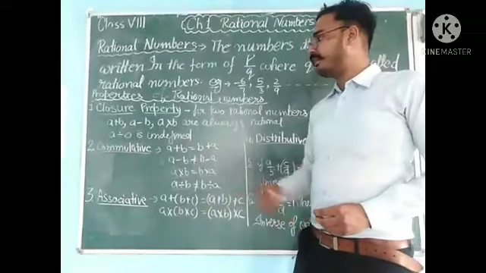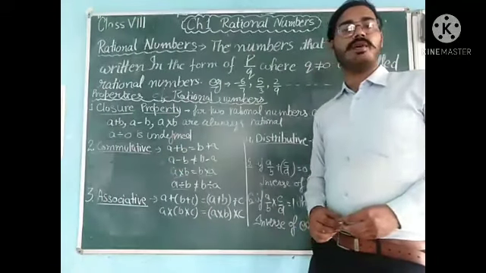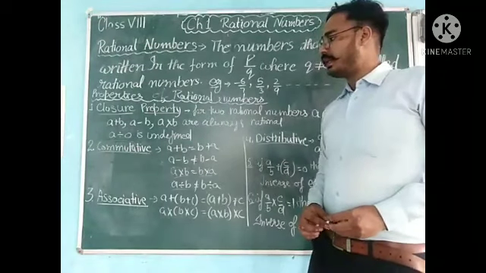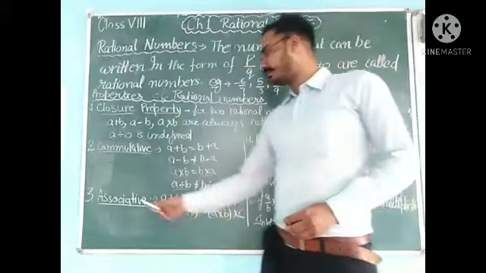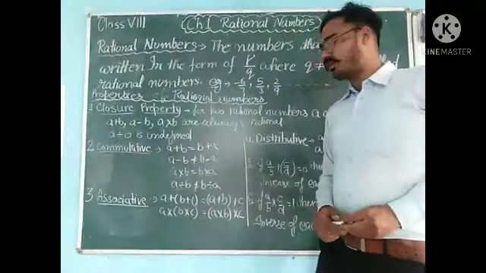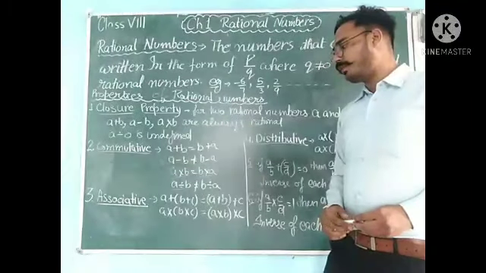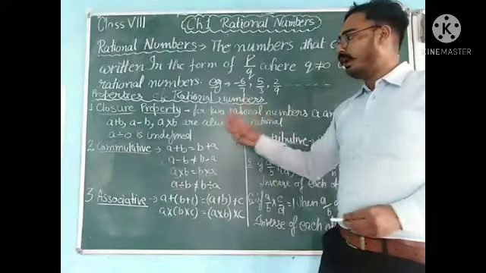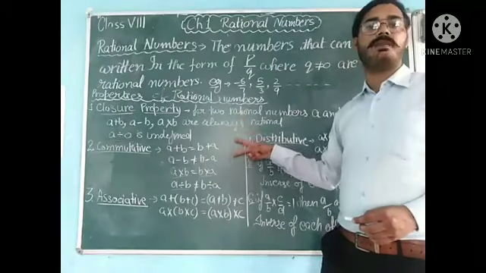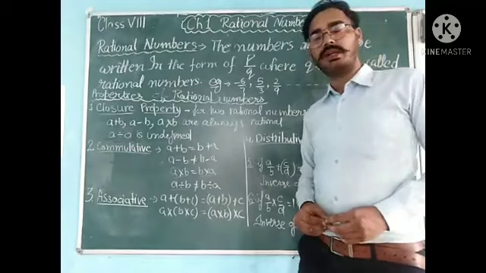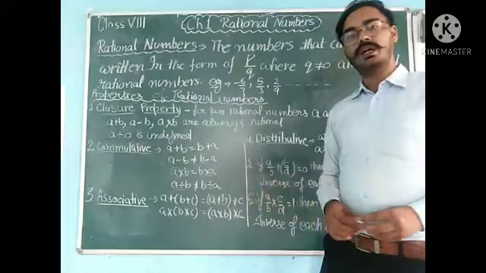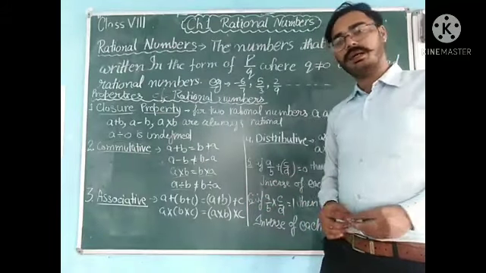So that means commutative property doesn't hold in the case of rational numbers. And the third property is the associative property. In the case of associative property, we are provided with three numbers. Till now we were dealing with two numbers. These are binary operators, in which we used only two numbers. Now in the associative property we are using three numbers.